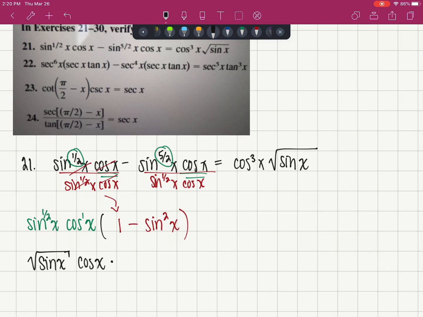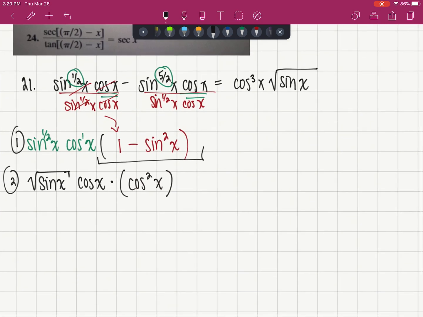And then I have this guy right here, which is cosine squared of x. And cosine squared times cosine is cosine cubed. So I have cosine cubed of x times the square root of sine of x. And that's how you verify.